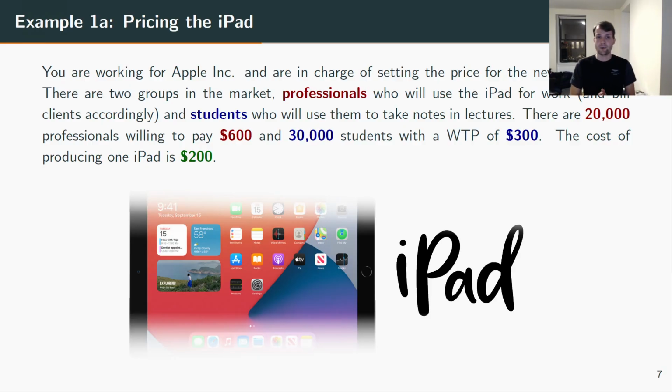So we're going to say you're working at Apple and you're in charge of setting the price for the 2020 iPad. There are two groups. Professionals, they're using iPads for work. They can bill the clients for their work, so they have a relatively high willingness to pay. And students, they just want to take notes during lectures, as you do. There are 20,000 professionals, each willing to pay $600, and 30,000 students willing to pay $300. Cost of producing such a thing is $200.